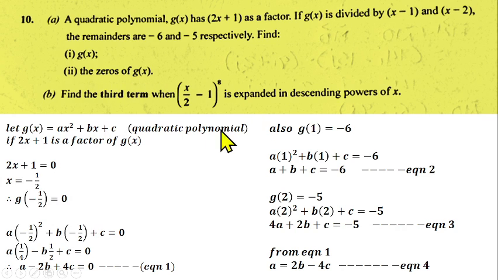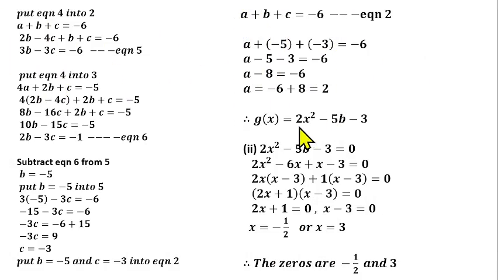Then the second question says that we have to find the zeros of g of x. Now that we know g of x to be 2x squared minus 5x minus 3, what we need to do is to equate it to 0. Equate it to 0, you have a quadratic equation to deal with, which you can solve using the factorization method. If you use that, you'll have 2x squared minus 6x plus x minus 3 equals 0. Forget this one, it should be 5x, not minus 5b.